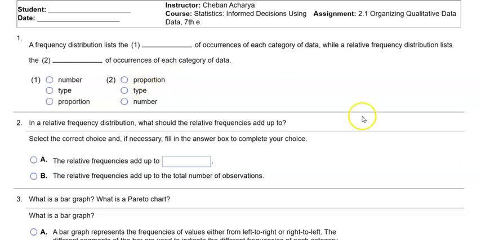In this video, I'll do the homework from section 2.1, organizing qualitative data. So those are the topics. Let's start with question number 1. This is a fill in the blank question. A frequency distribution lists the blank of occurrence of each category of the data.